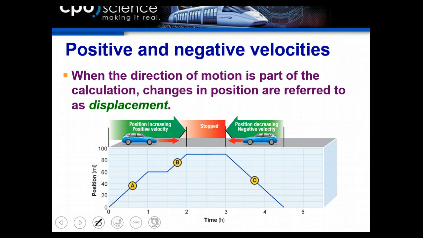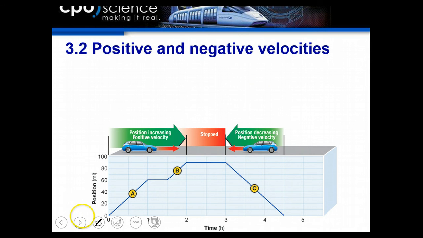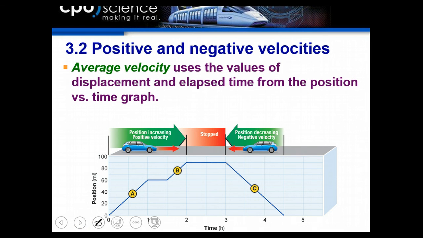Okay. So when the direction of motion is part of the calculation, changes in position are referred to as displacement. We've talked about that. The average velocity uses the values of displacement and elapsed time from the position versus time graph. Okay, we've talked about that. So velocity includes direction as well as distance, okay? And this one's backwards. This one's forwards.